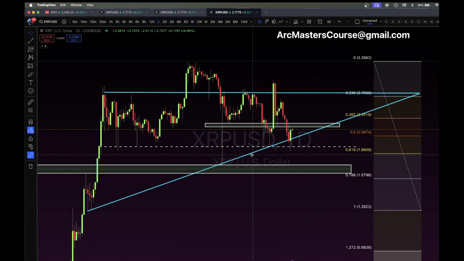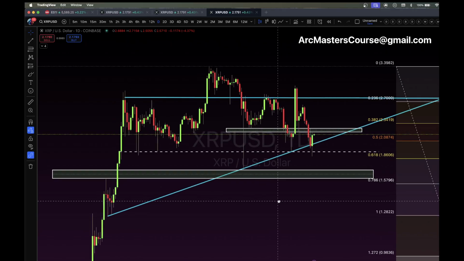Let's go ahead and take a look at XRP, guys. Here I am coming to you from the mobile setup back at my parents' house, bringing the little guy to visit grandma and grandpa. All right, so let's take a look at XRP here on the daily chart.